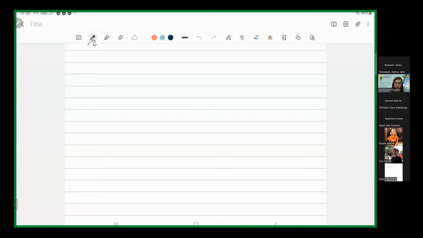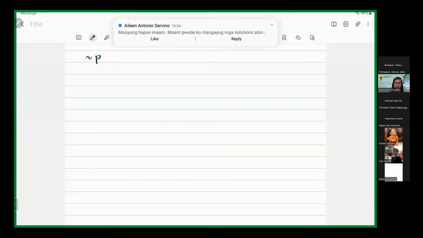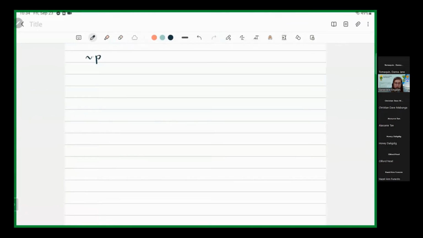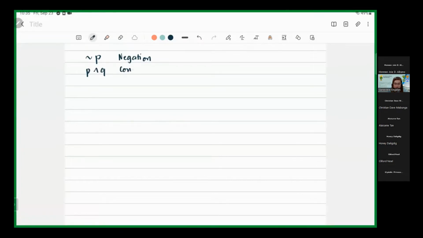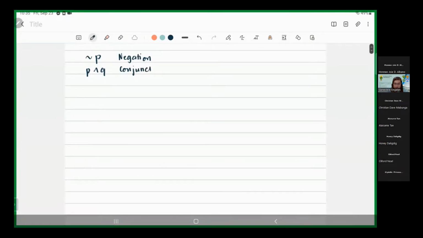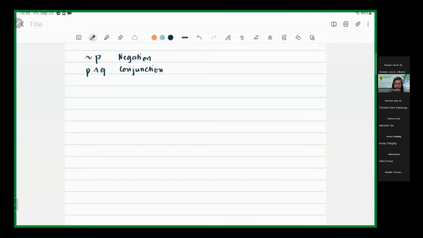So what are the connectives? What is this called? Not P. Okay, not P. So this is a negation of a statement. How about P and Q? This is a conjunction. Conjunction.